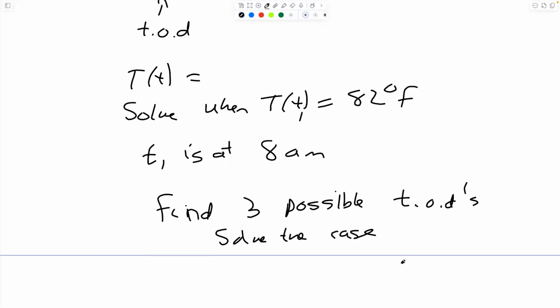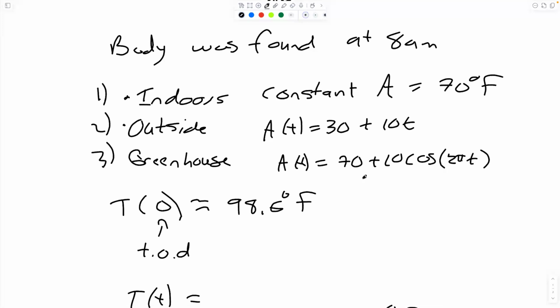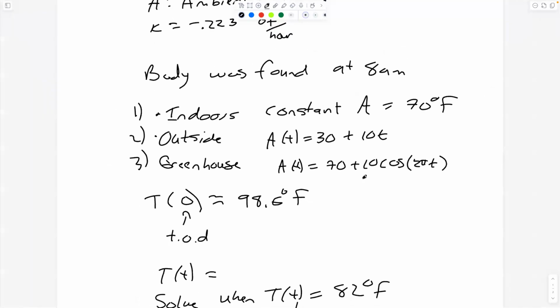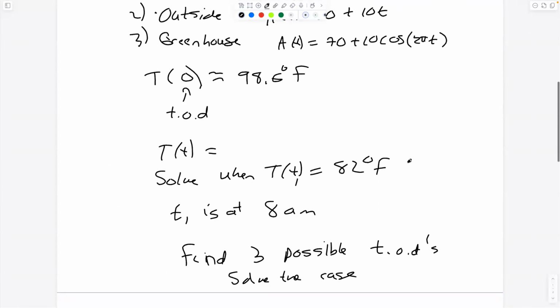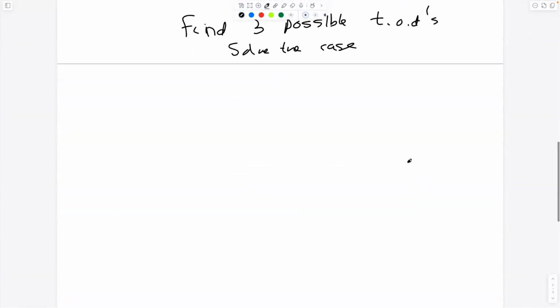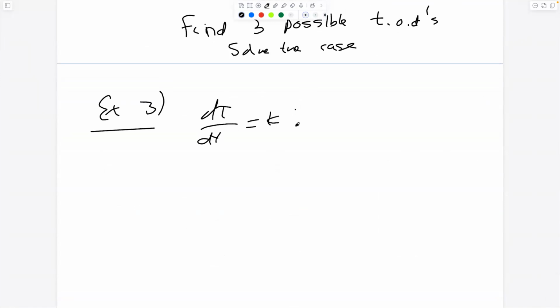Okay, now solving each of these. Let's specifically, because a lot of times groups will struggle with solving the DE, let's just write out what you would do in, say, case three. So, for example, case three, I've got dT/dt equals k(T minus A), where A is now a function.